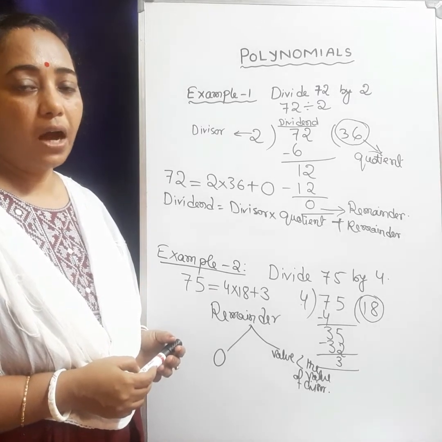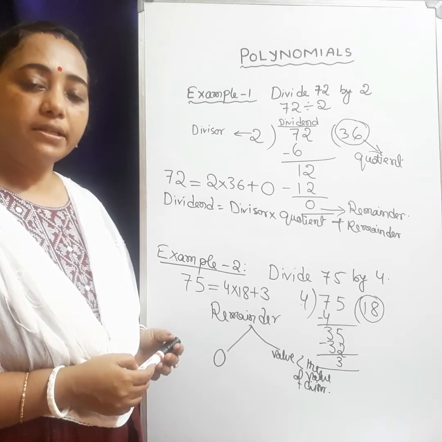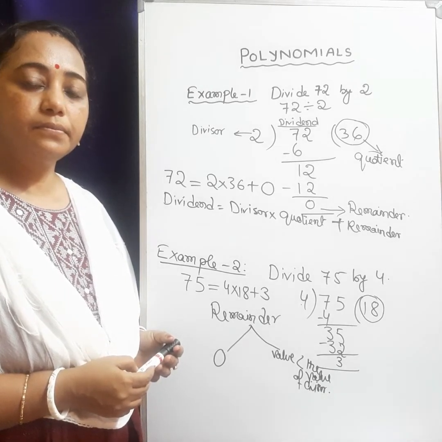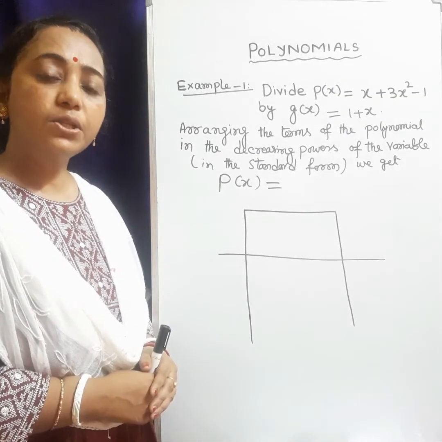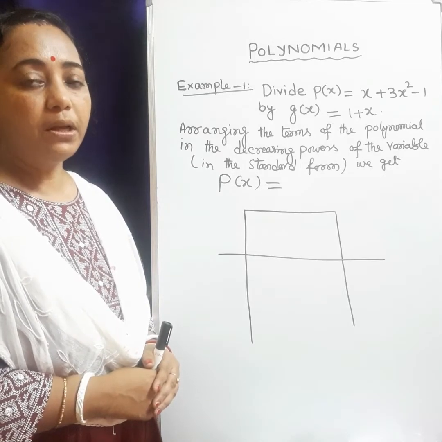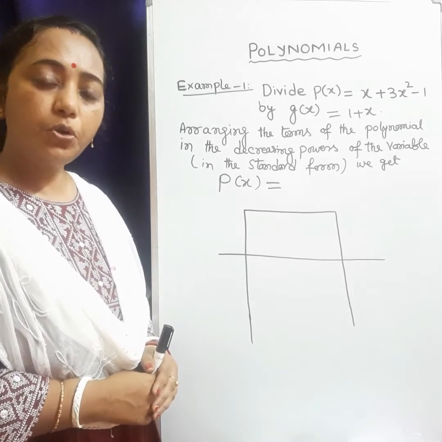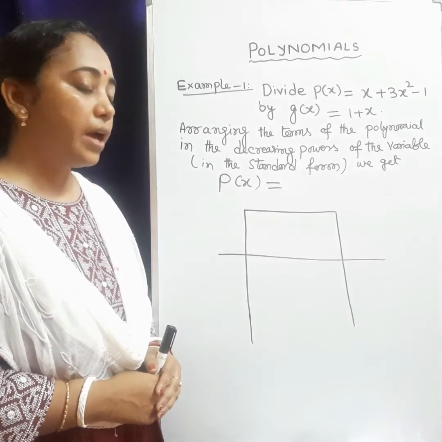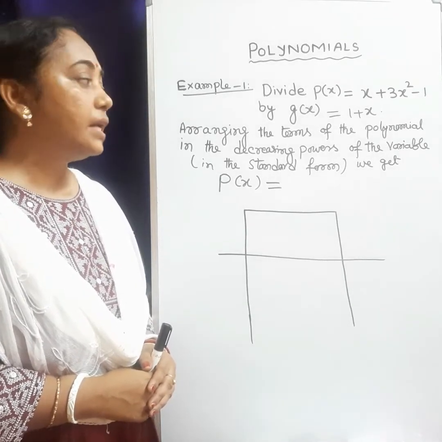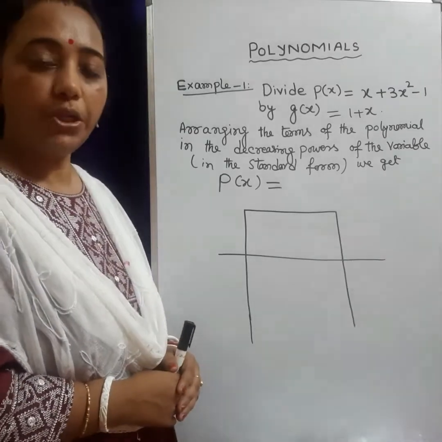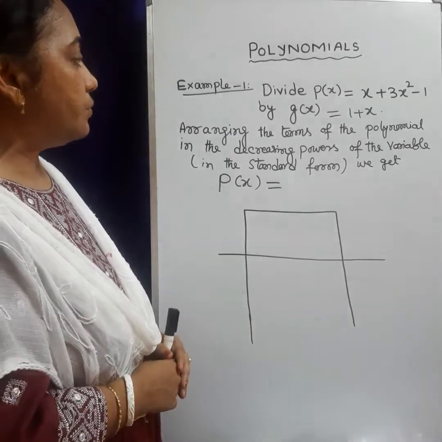Now you have already learned how to divide a polynomial by another polynomial. Now let us see one example. Now let us see the division of polynomials, that is, when we divide a polynomial by another polynomial by long division method. So before doing the division, first we have to express the given polynomials in their standard form, that is by arranging the terms of the polynomial in the decreasing powers of the variable. Now let us see one example.